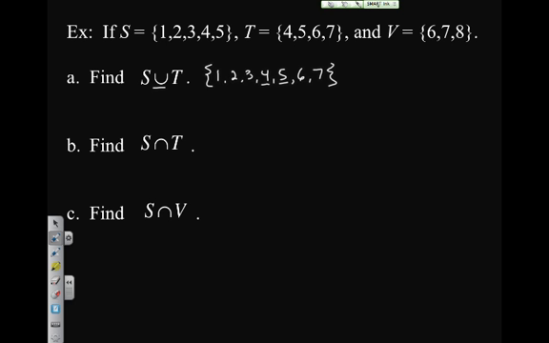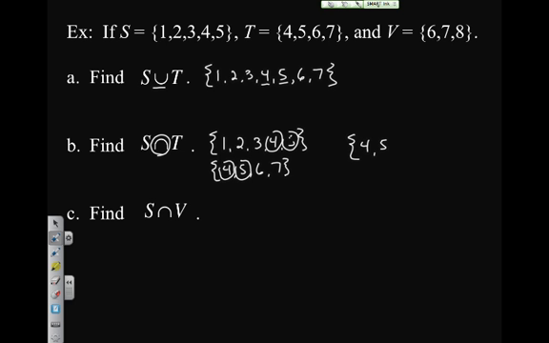For S intersect T, remember that's the intersect symbol, that's all the ones that are in both S and T. So if we think about S, 1, 2, 3, 4, 5, and then T, 4, 5, 6, 7, the elements that are in both are 4 and 5. So the answer is that S intersect T is the two elements 4 and 5.